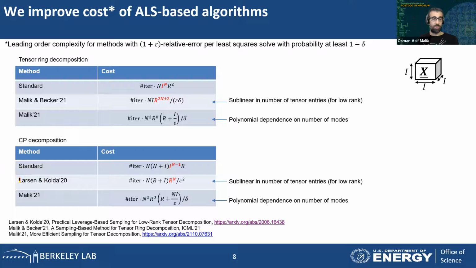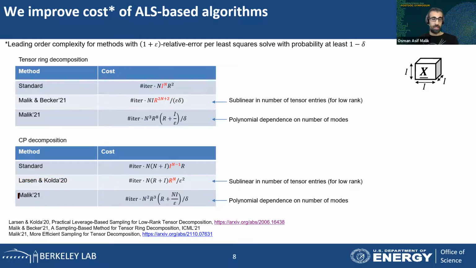Then there's a paper from 2020 by Brett Larson and Tammy Kolda, and they develop a method which is also a randomized method. And I should add here that we got a lot of inspiration from this paper to develop our own methods for the tensor ring decomposition. So what they do is they also use the sampling-based approach, and they get this cost down to something that's r to the n. So again, an exponential dependence on n, but the rank for the CP decomposition appears here now instead of the I.